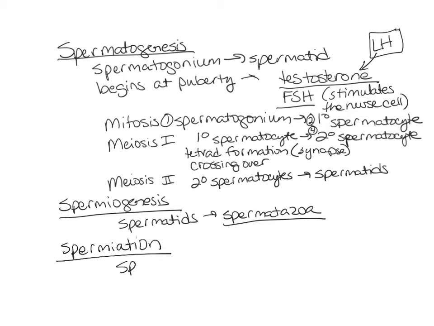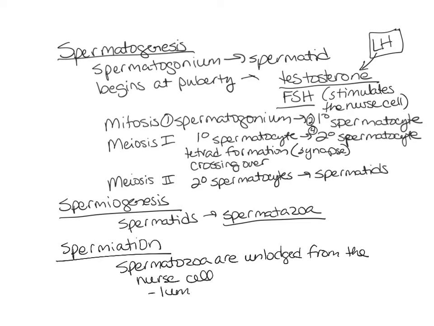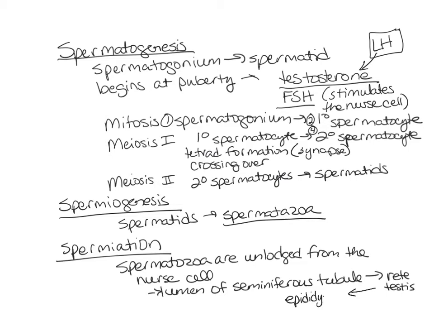Spermiation is where the spermatozoa are unlodged from the nurse cell. Now they're in the lumen of the seminiferous tubule. And they will be transported to the rete testis. And from there, they'll be transported to the gland called the epididymis.